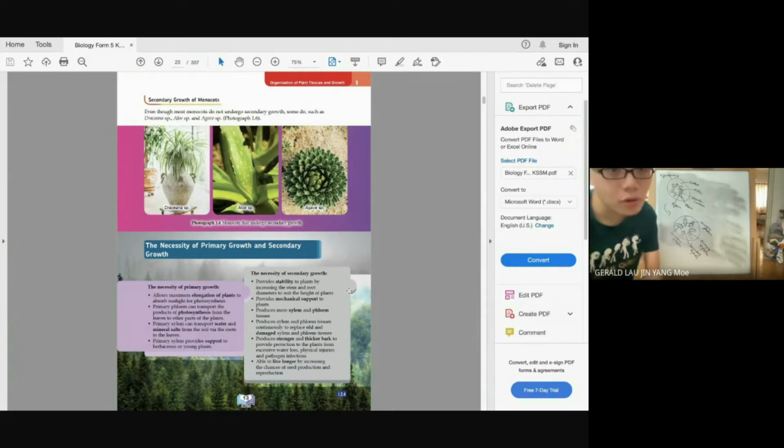Secondary growth: why does it become wider and thicker? Because it provides stability and mechanical support. It produces xylem and phloem to replace old and damaged xylem and phloem tissues, and also produces stronger and thicker bark. All this you can read for yourself. So you see, primary growth is mainly to obtain sunlight and water, whereas secondary growth is for mechanical support, thicker and wider.